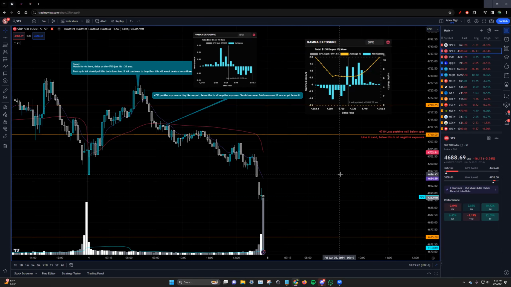This is one of the coolest things about negative exposure, which is why I like trading it so often, because the moves are so volatile. And it moves very, very nicely in comparison to positive exposure.